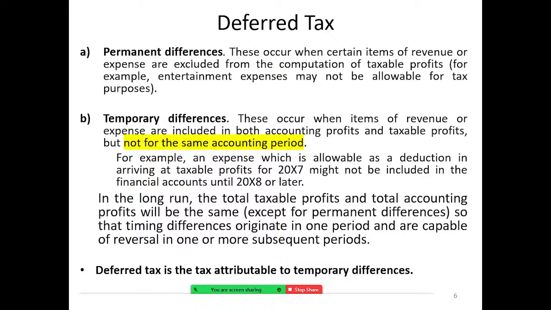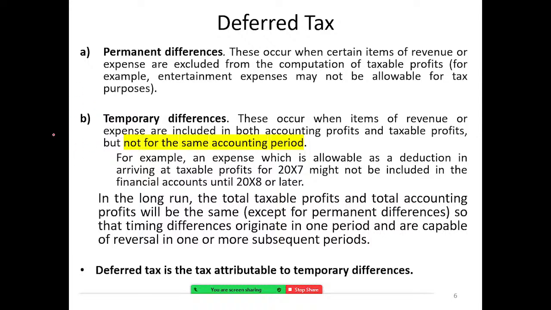Here, deferred tax arises due to two reasons, as we discussed: permanent differences and temporary differences. The permanent differences occur when certain items of revenue or expense are excluded from the computation of taxable profit. For example, entertainment expense may not be allowed for tax purposes. Likewise, donations and provisions. Our focus will be totally on temporary differences.